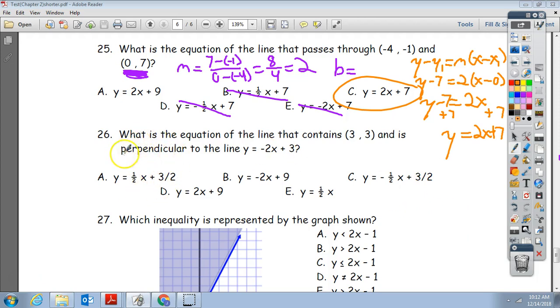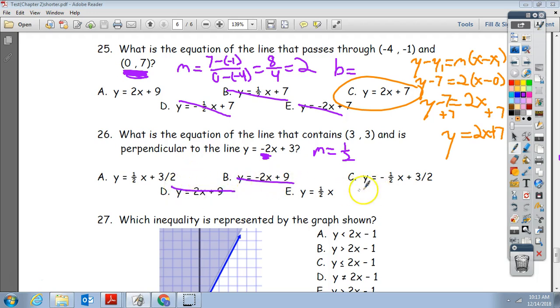Same thing with like number 26. It says it's perpendicular to this line. What does perpendicular mean? That means the slope is opposite and reciprocal. So what's the opposite of -2? Positive. What's the reciprocal? 1/2. So it'd be positive 1/2 is the opposite and reciprocal of this slope. So look at your answer choices.